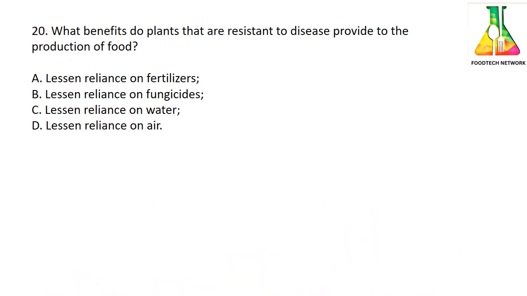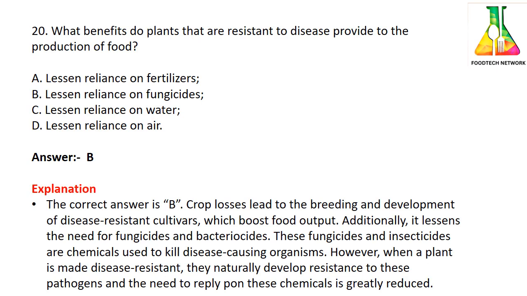What benefit do plants that are resistant to disease provide to the production of food? Option A, lessen reliance on fertilizer; option B, lessen reliance on fungicide; option C, lessen reliance on water; and option D, lessen reliance on air. So the right answer is B. Crop losses lead to the breeding and development of disease resistant cultivars, which boost the food output. Additionally, it lessens the need for fungicide and bactericide.